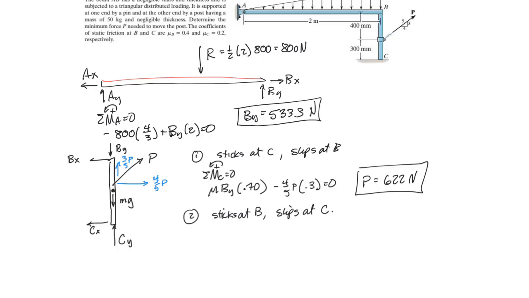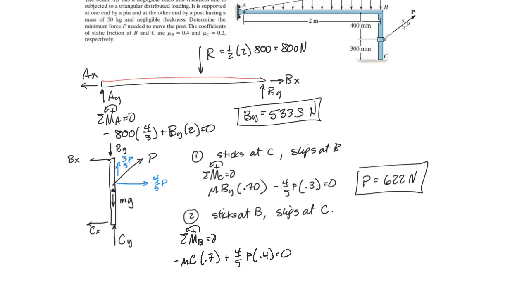Okay, let's do the moment equation about point B this time. In this case, about point B, I have minus CX. And if it slips at C, that's going to be mu C. And its lever arm is 0.7 plus 4/5 of P, and the lever arm of that would be 0.4, equals 0. Now I could solve for that if I knew what C was, but I don't. So we have to do another equation.